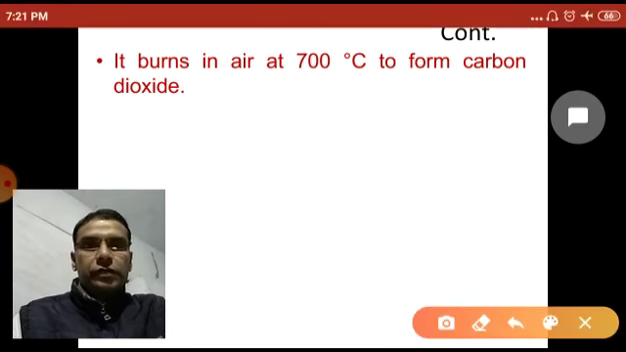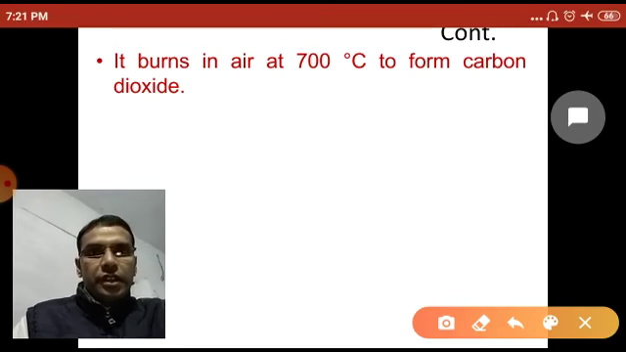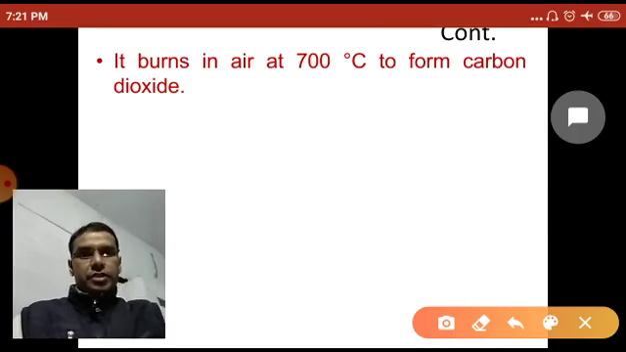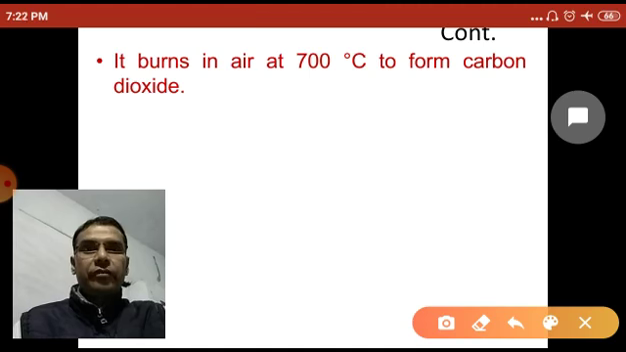Now when graphite is burned in the presence of air at 300 degrees Celsius, it forms only carbon dioxide as the final product. It means that graphite contains only carbon, nothing else.